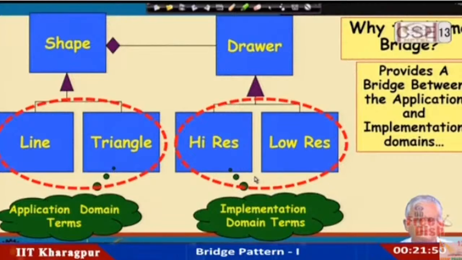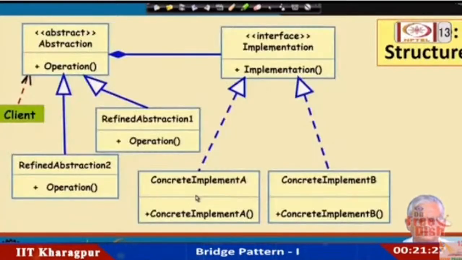So this pattern separates out the abstraction hierarchy from the implementation hierarchy and provides a bridge between the abstraction and the implementation, which is basically an association or an aggregation relation, which helps the application class to invoke the methods of the implementation class.